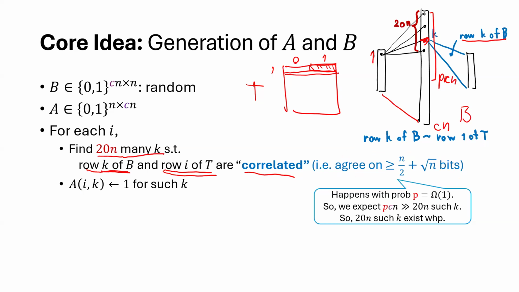So again, I just put an edge from I to K if the ith row of T and the kth row of B look similar. So I put an edge from 1 to this guy if I look at the first row of T and the pattern of how this thing looks similar to this row. And just by choosing this stage to go, there are enough good nodes that I can choose to connect to. Okay, that's the construction.